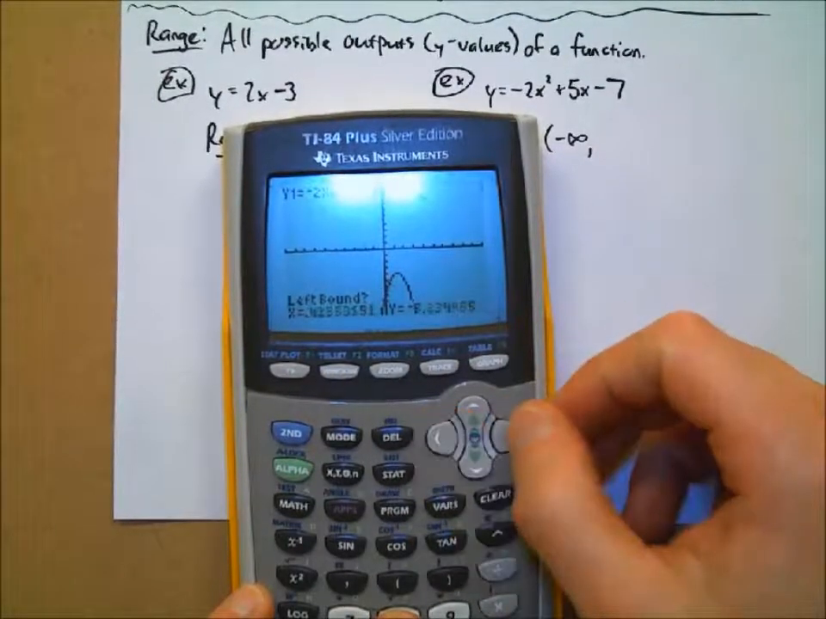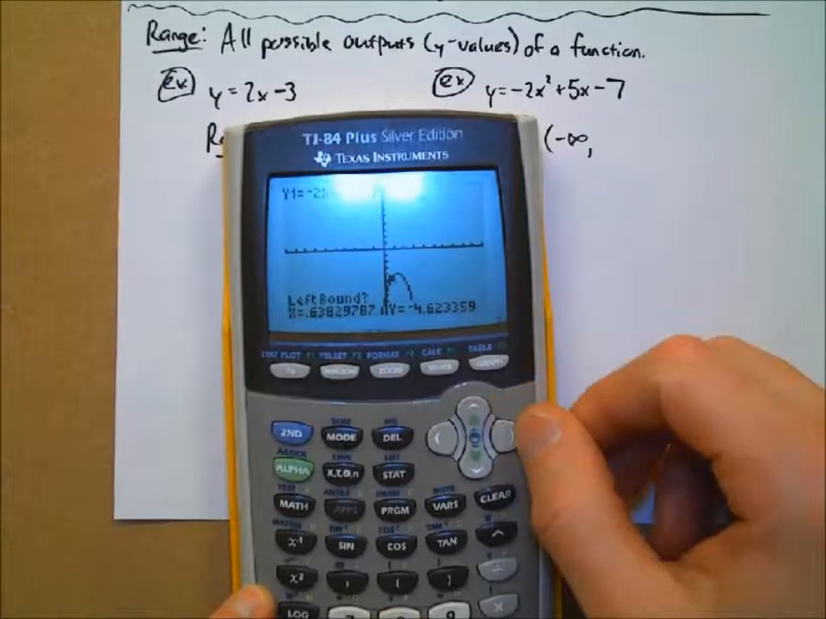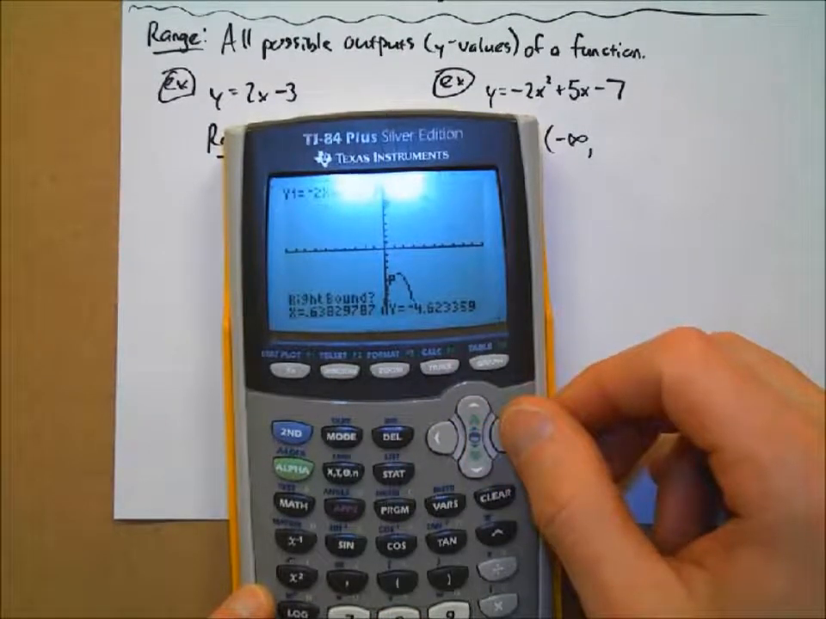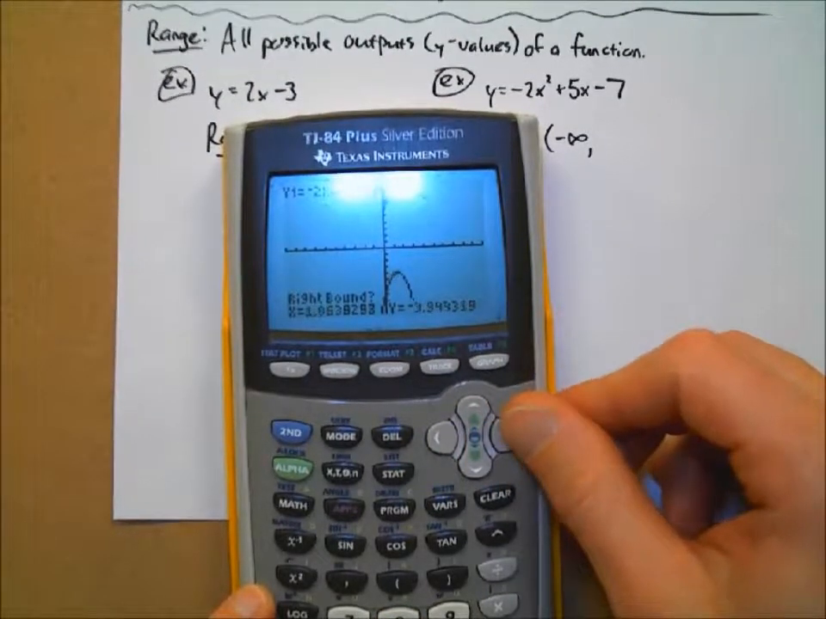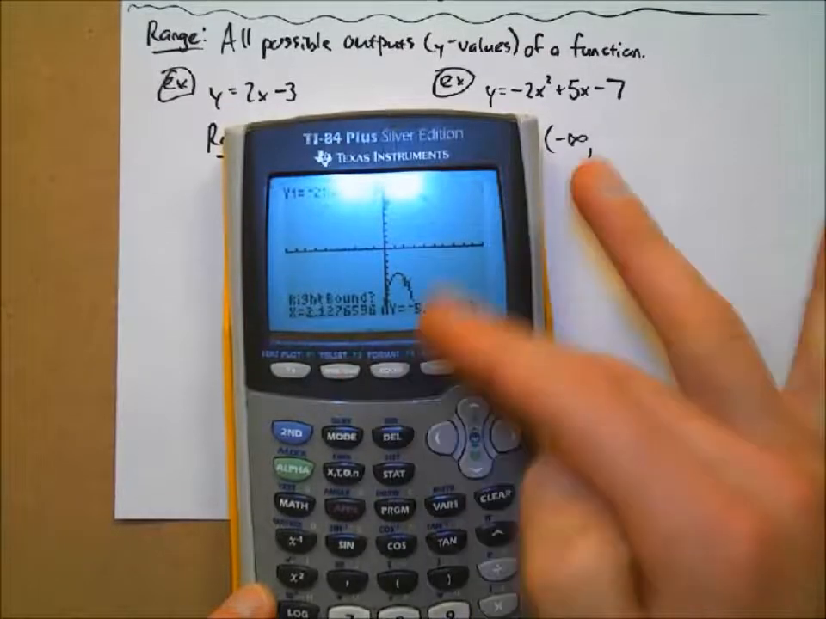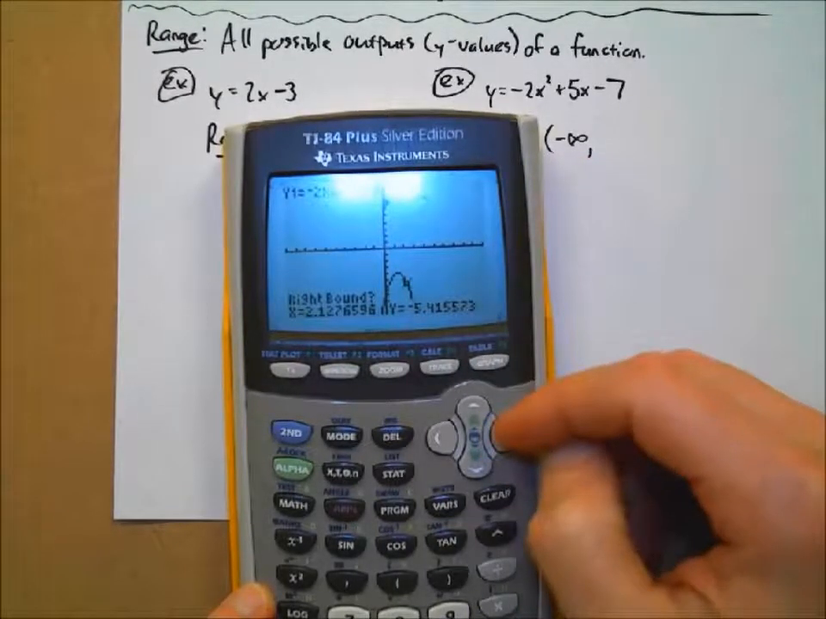You want to make sure that you're to the left of that maximum, and you're going to hit enter. And now it's asking for the right bound. So you're going to move your cursor, your little target thing there. It'll stay on the curve. Move it to the right, to the right of that maximum and hit enter.